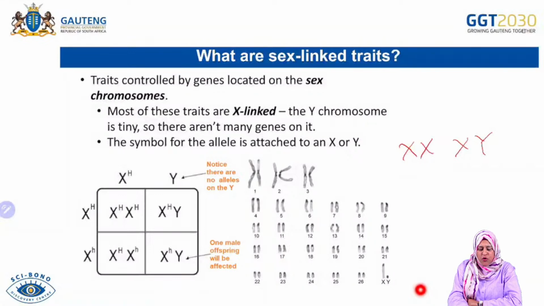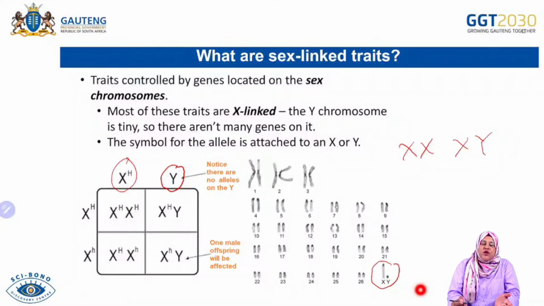Most of these traits are X-linked. The Y chromosome, as you can see here, is a tiny chromosome. There are not many genes on that chromosome. So we find that if there are any disorders, you find them on the X chromosome, where more genes are found. The Y is tiny, right? And please note that there are no alleles on the Y chromosome. The Y is written on its own, just a Y. But the X will have a superscript H.